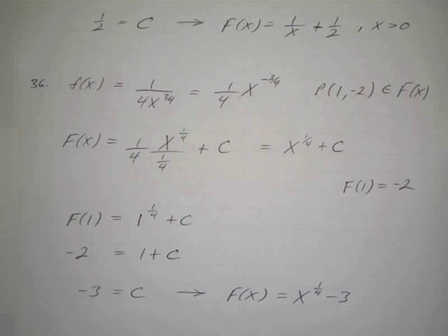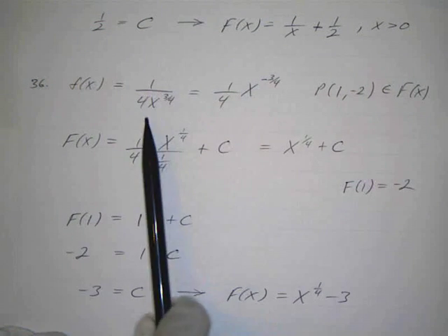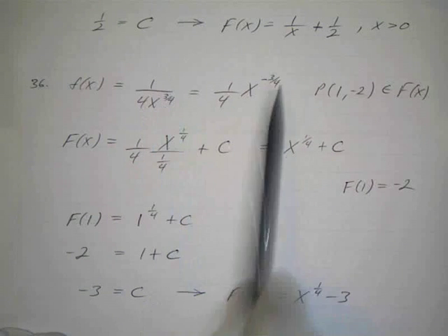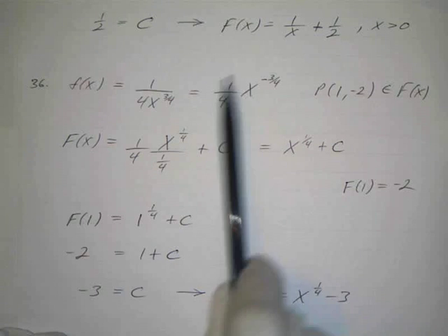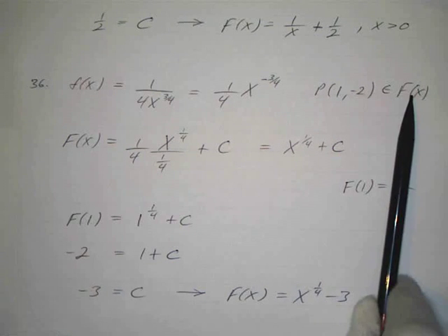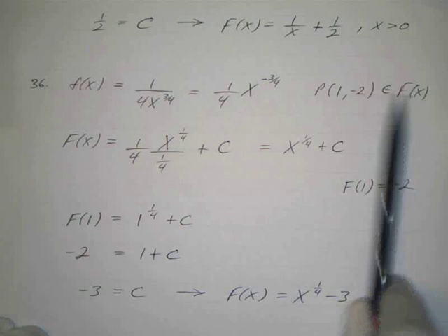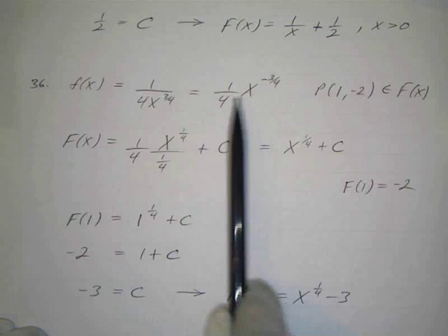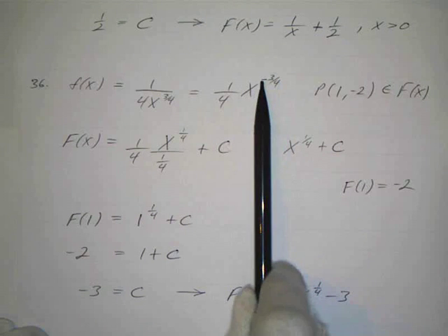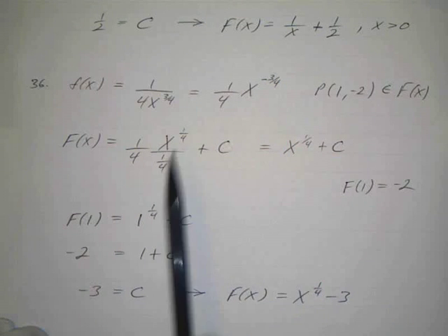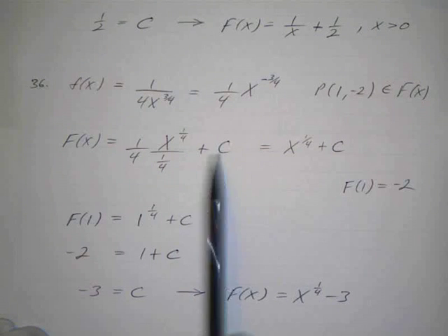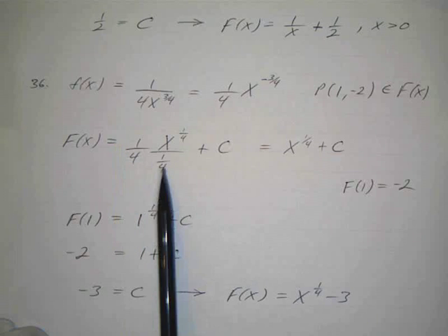Okay, this is what we have here. f of x is 1 over 4 times x to the 3/4. So I'll just put the x to the 3/4 up on the top. That'd be a little bit easier to take the antiderivative, and this point 1, negative 2 belongs to the antiderivative, capital F of x. So let's take that antiderivative. And that's just going to be 1/4, and I add 1 to 3/4 and divide by that. So if I add 4/4 to 3/4, I get 7/4, and I divide by 7/4, and then plus c. But 1/4 over 1/4, these just become 1.